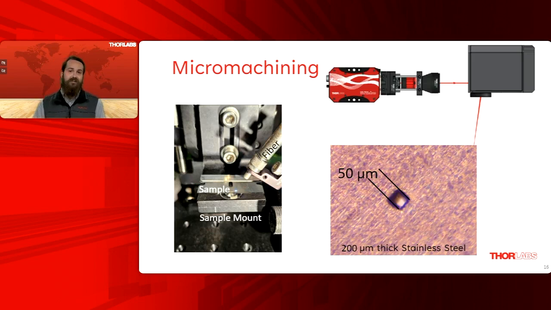And here are some applications of what you can do with it. On the left here, you'll see we're machining a razor blade with our laser. It's just a typical stainless steel razor blade. And on the right, you see an example of the kind of holes we're able to produce. That's a 50 micron square hole. 50 microns is about the average diameter of a human hair.